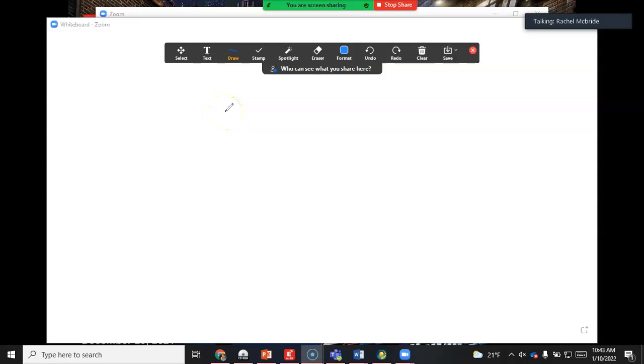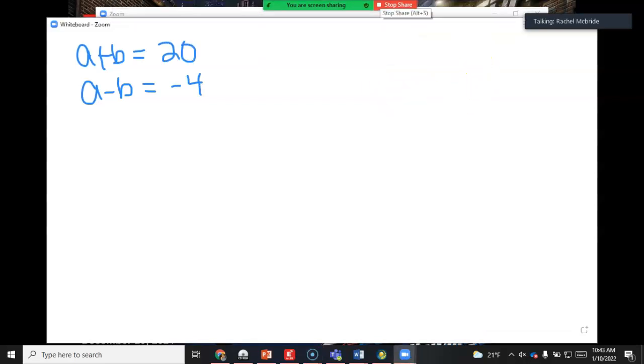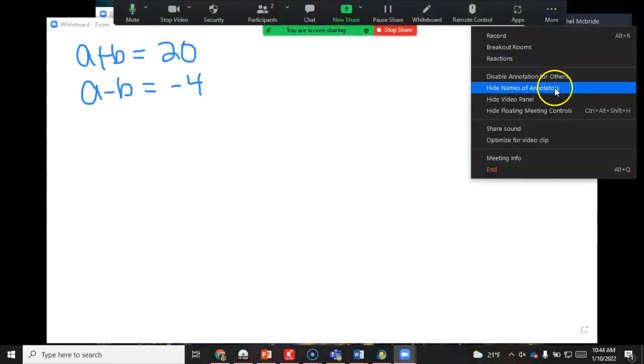Let's look at, on the 3-2 skill side, a substitution. So we'll look at number 1. You have A plus B equals 20, and A minus B equals -4. So this is a substitution. For substitution, you have to solve for one variable and substitute into the other.